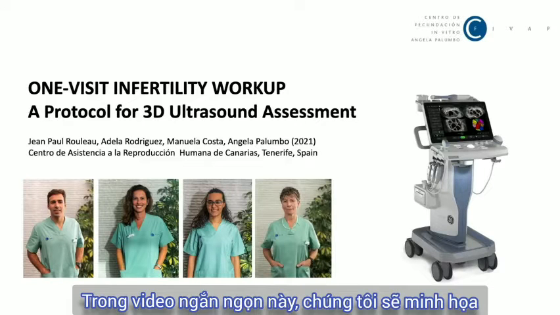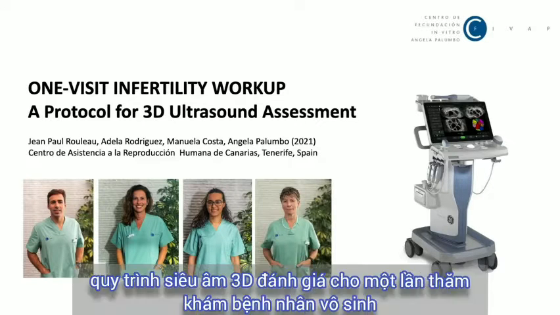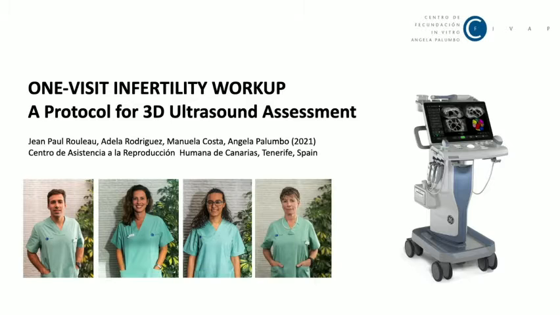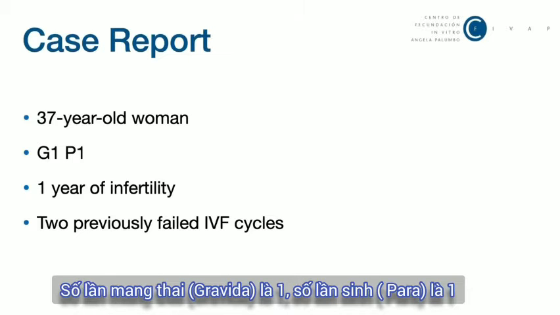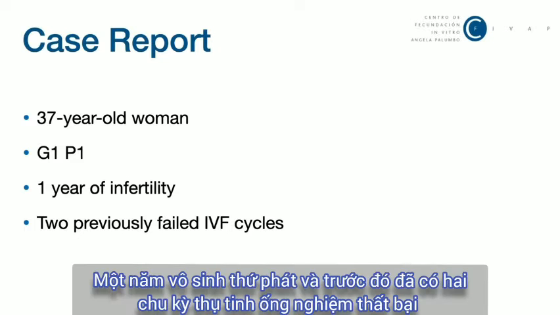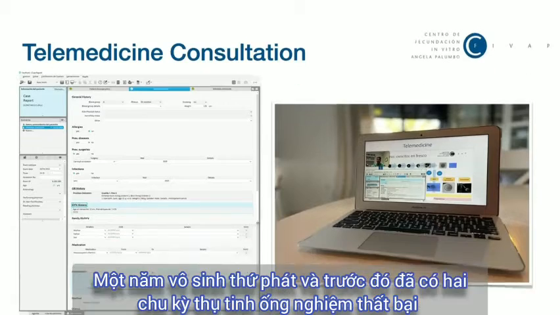In this brief video, we illustrate our protocol for 3D ultrasound assessment during the one-visit infertility workup. We present a case report of a 37-year-old woman, gravida 1, para 1, who presented with secondary infertility for 1 year and a history of 2 failed IVF cycles.